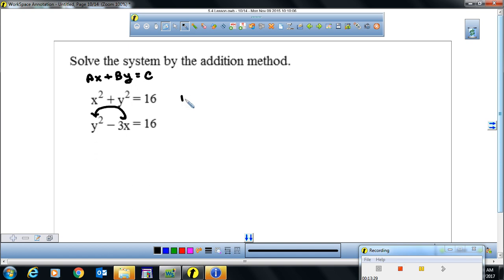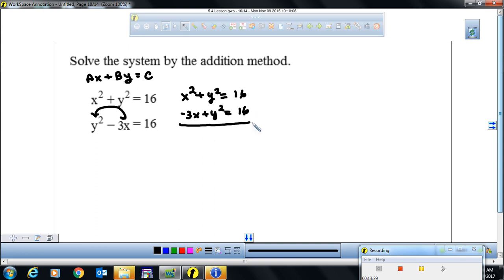So then the first equation, I'm just going to rewrite it. The first equation is already fixed: x squared plus y squared equals 16. The second equation is going to become negative 3x plus y squared equals 16. Now they're both in the form of ax plus by equals c.